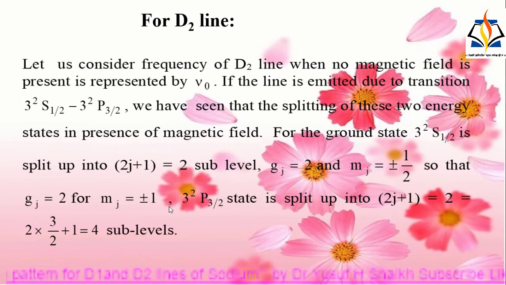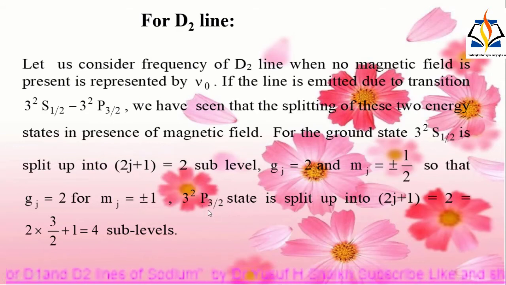For D2 line, let us consider frequency of D2 line when no magnetic field is present is represented by nu0. If the line is emitted due to transition from 3 square s half to 3 square p 3 by 2, we have seen the splitting of these two energy states in presence of magnetic field. For the ground state, 3 square s half is split up into 2j plus 1 is equal to 2 sublevel, and gj is equal to 2 and mj is equal to plus minus half.